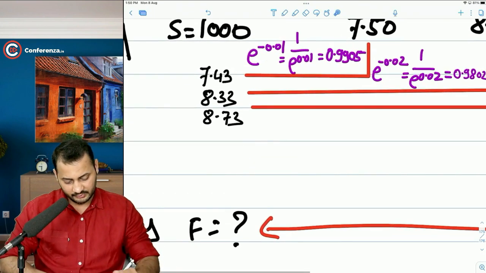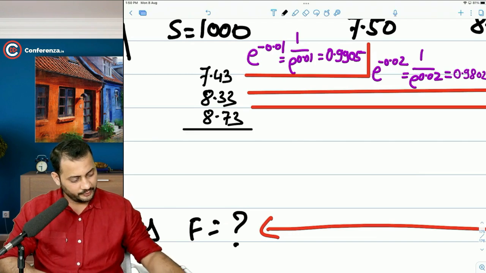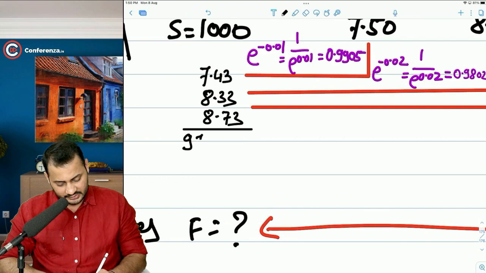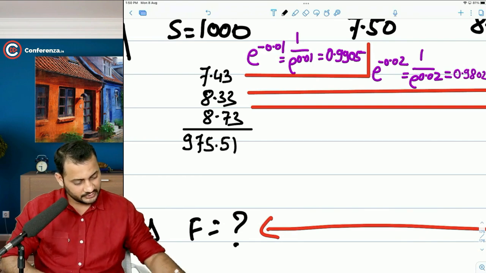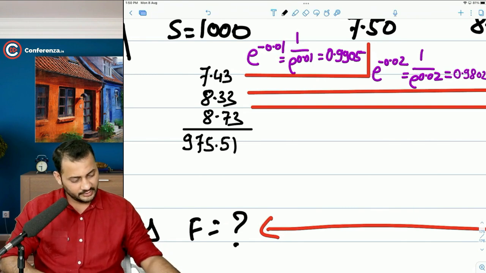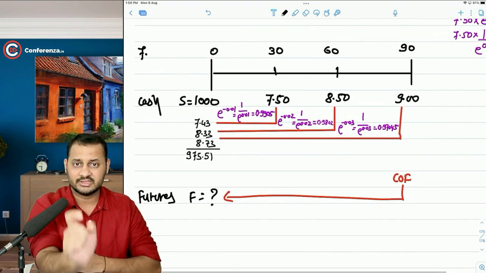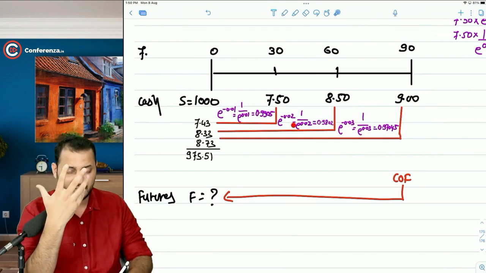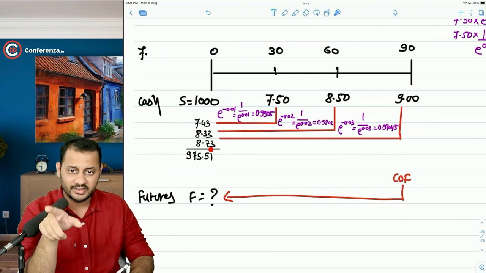So what is the net amount? Let's find out the net amount now. 1000 rupees minus 7.43 minus 8.33 minus 8.73 comes to 975.51. Let me just do it once again. 1000 minus 7.43 minus 8.33 minus 8.73. That's 975.51. Now, this is the first process that has been completed, that we have discounted all the dividends, taken it to the 0th point, and now let's continue.